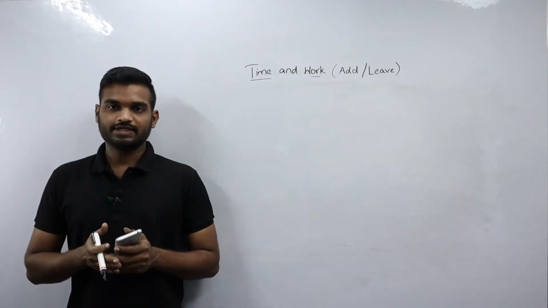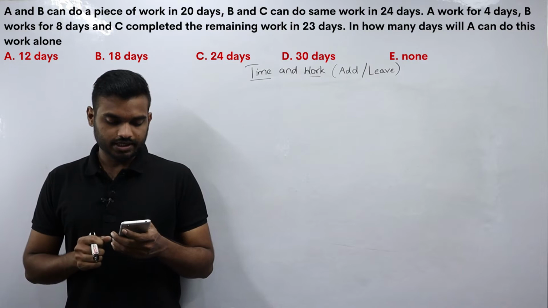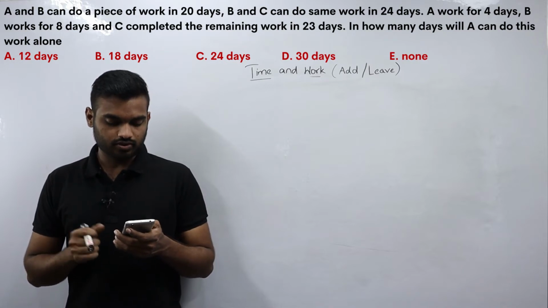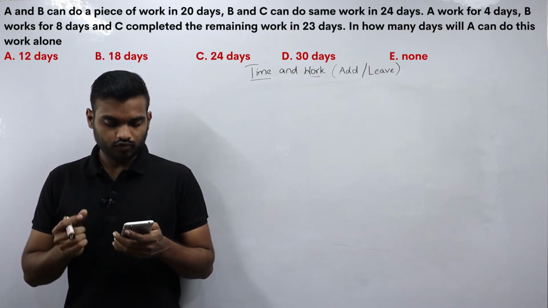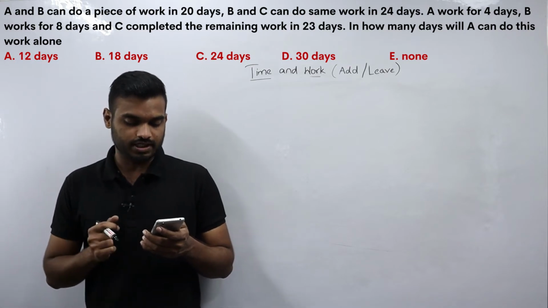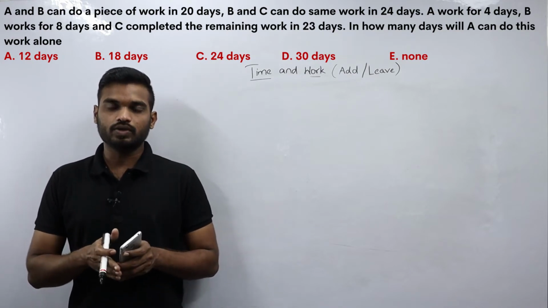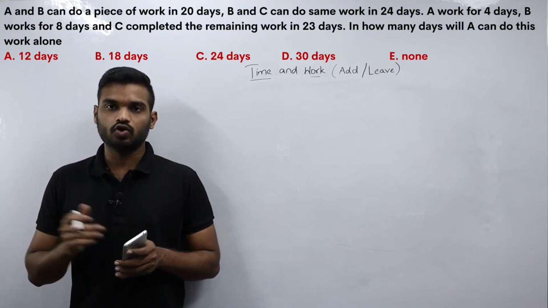Okay, now let's look at our third problem. They are saying that A and B can do a piece of work in 20 days, B and C can do the same work in 24 days. A worked for 4 days, B worked for 8 days, C completed the remaining work in 23 days. In how many days can A alone do the work? So we need to find the time taken for A alone to complete the whole work.